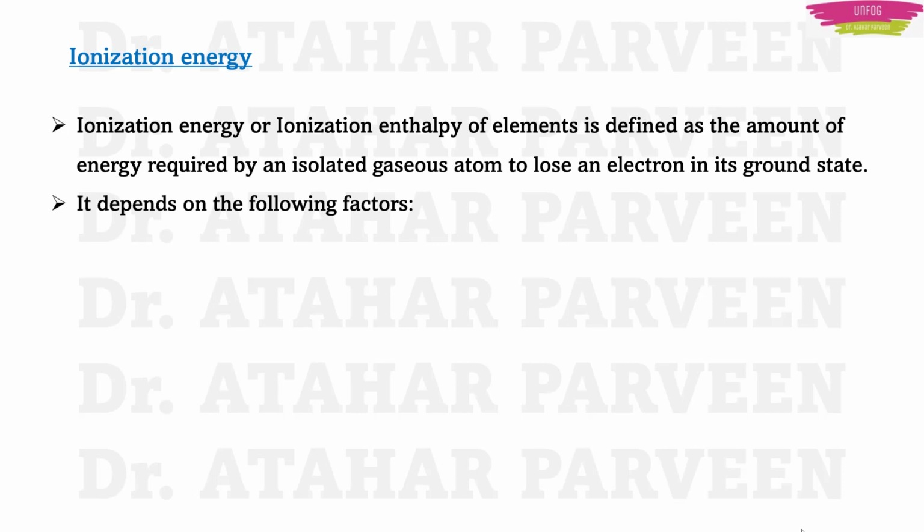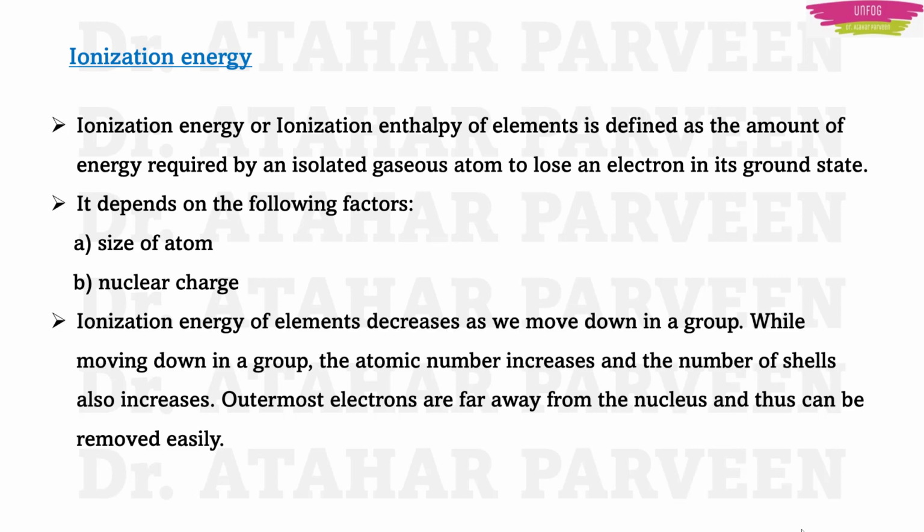Now the ionization energy depends upon two important factors. One is the size of the atom. The other one is the nuclear charge. Why do we say that ionization energy depends upon size of atom and nuclear charge? The reason is that as we move down in the group in a periodic table, the atomic number increases, right? So the number of shells is also increasing in that atom. That means the size of the atom is increasing, whereas the outermost electrons become farther from the nucleus. That's why removing the electron from that outermost shell becomes very easy.